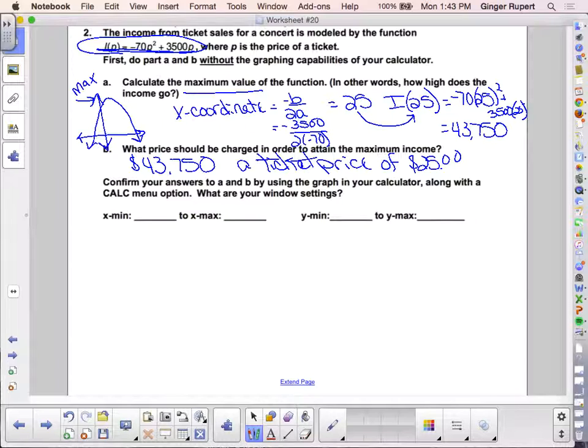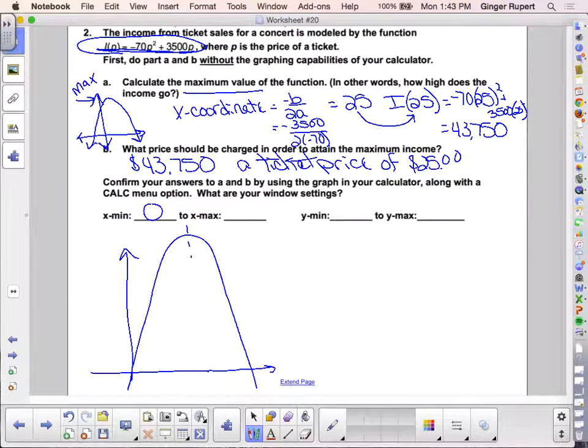Next says confirm your answers to A and B by using your graphing calculator along with the calc menu option. So what would your window settings be? Well, it doesn't make sense to say you're going to charge less than 0 as your minimum. Now, if you think about this, what do we know about a parabola? We know that it is symmetric about the axis of symmetry. For this problem, that axis of symmetry would occur at x is equal to 25.